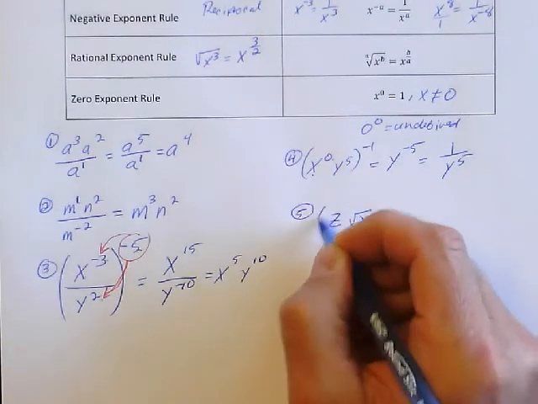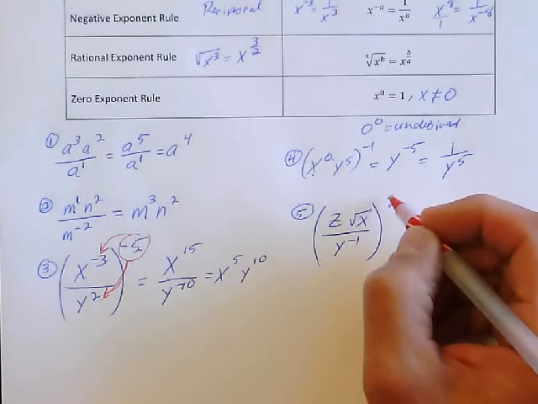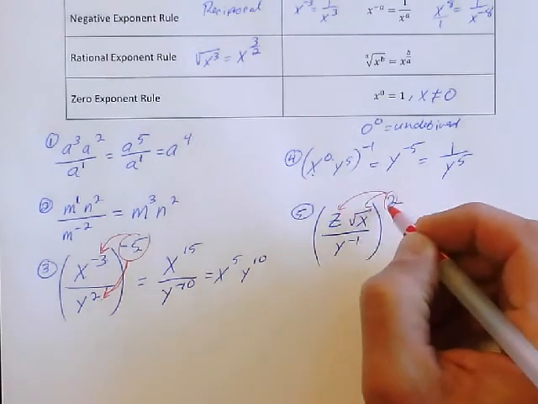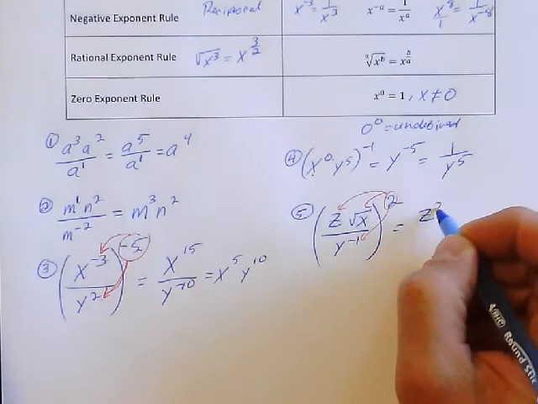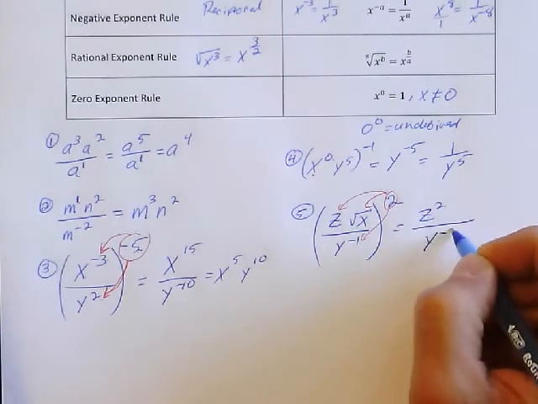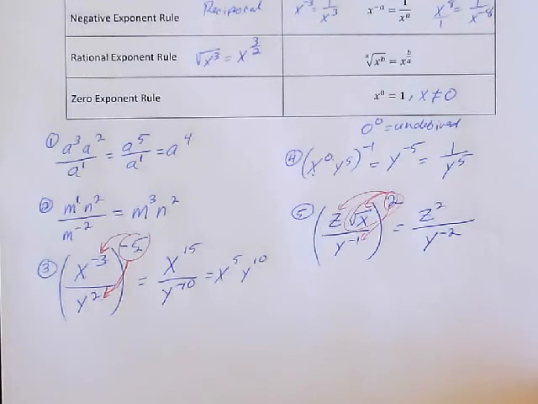Number 5: the square root of x over y to the negative 1st, and we're going to take this whole thing and we're going to square it. So as we did in 3 and 4, there's nothing inside those parentheses that can be simplified. So we're just going to take this 2 and distribute it to everybody: z squared, y to the negative 2nd.